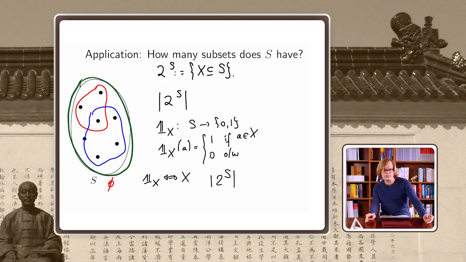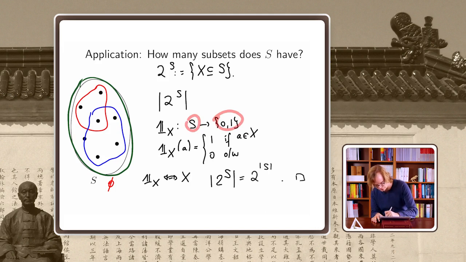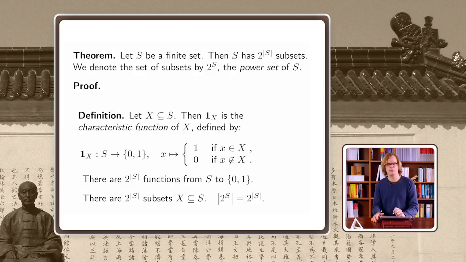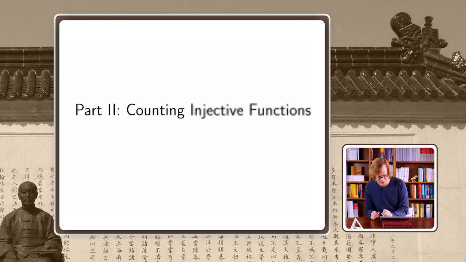And therefore we see, well, the number of subsets, the size of the power set, is simply the number of functions from S into {0, 1}, and by what we have just proved, we see that is 2 to the size of S. All right, so here's the proof again, written up in a nice way. You can look at it in more detail if you wish. Let's continue to part 2, counting injective functions.